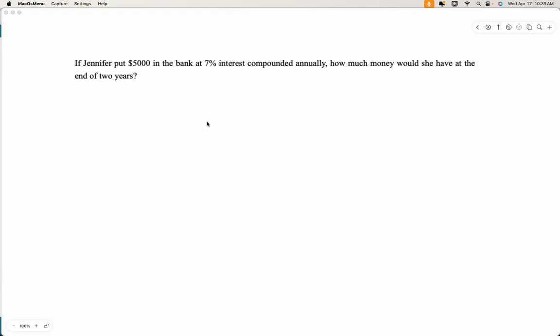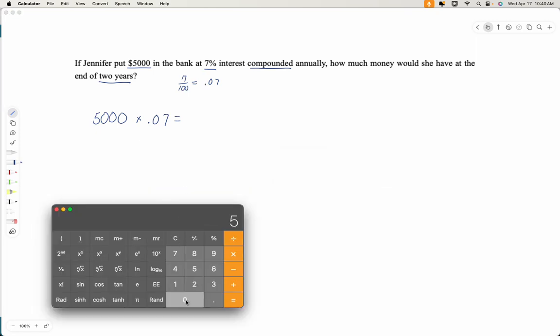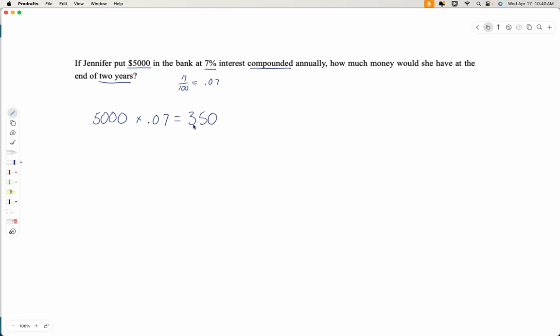So here's another problem just like the previous one. If Jennifer put $5,000 in the bank at 7% interest compounded annually, how much money would she have at the end of 2 years? So $5,000, 7% compounded 2 years. So 5,000 times, we have to turn this into a decimal, so that would be 7 over 100, would be 0.07. So times 0.07. Let's pull up our calculator. 5,000 times 0.07. That's $350. If we add that back to the original 5,000, that's $5,350. This is the amount that we're going to compound at 7% interest for the second year. So times 0.07.